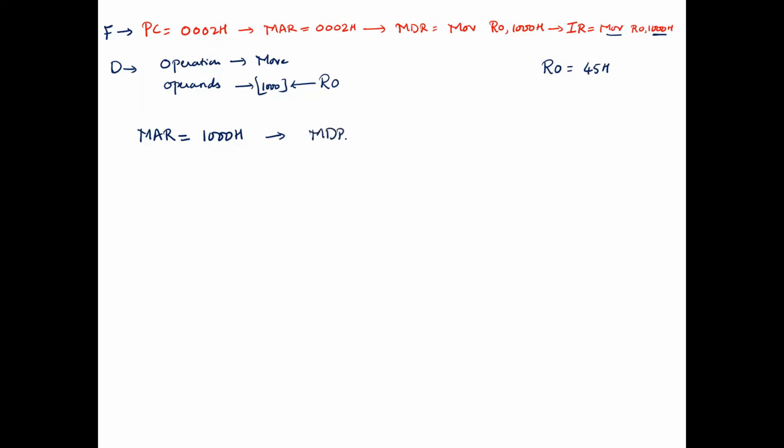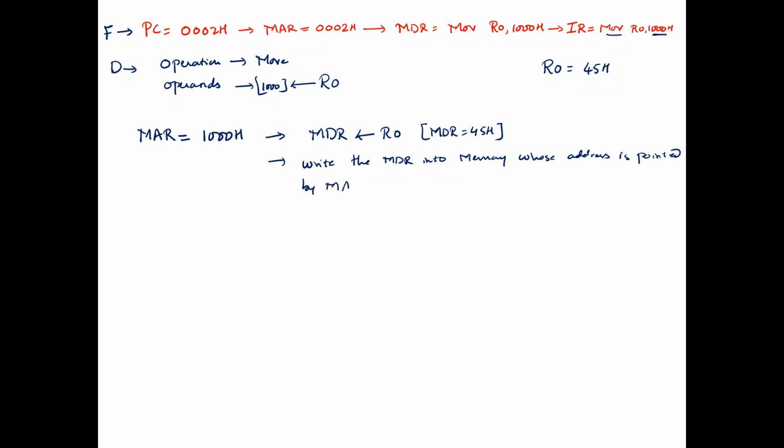So now the next step is what? The content of R0 will be copied into MDR, right? So at this stage, the value of MDR will become 45H. And once MDR gets that value, the next step is what? It will write the MDR into memory whose address is pointed by MAR.